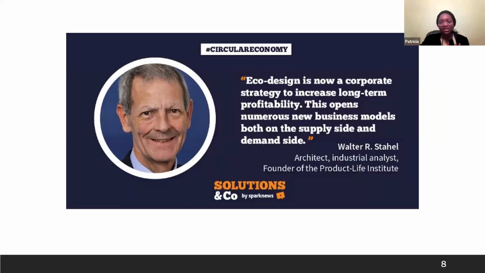Another important person in the history of this is Walter Stahel. Walter Stahel is an architect, and he had a paper in 1982 titled The Product Life Factor. He described a model for a closed loop economy, which is more commonly now referred to as a circular economy. So the circular economy in history started out as a closed loop economy, where there will be a loop of resources we use and bring them back to the beginning of that cycle, a closed loop, sort of like a ring. And he says that eco-design is now a corporate strategy to increase long-term profitability, opening numerous new business models, both on the supply side and the demand side.